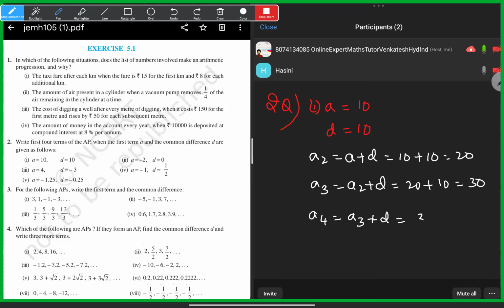Then similarly A5 means A4 plus common difference. 40 plus 10 which is 50. Any doubt? No, sir. Like that we got the next four terms of the AP. Shall I delete it? Okay. Now second question, second bit.